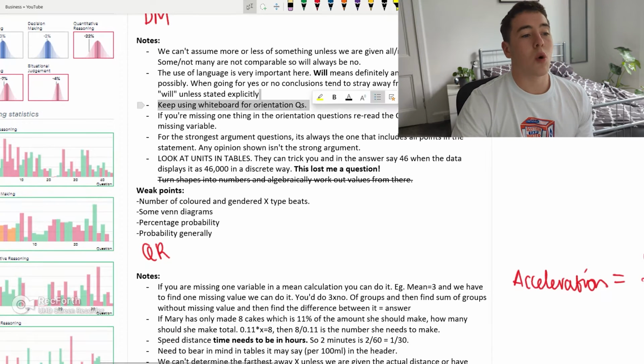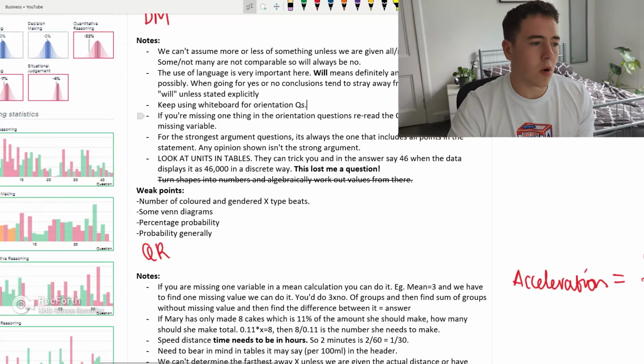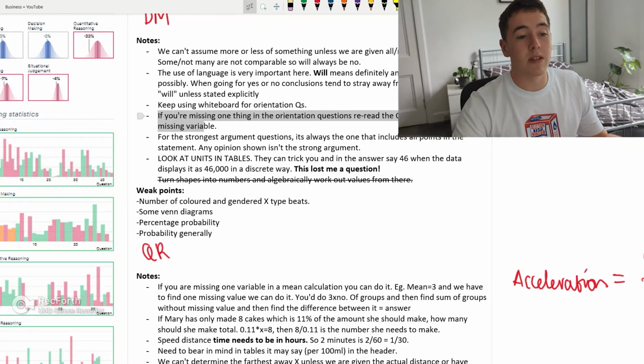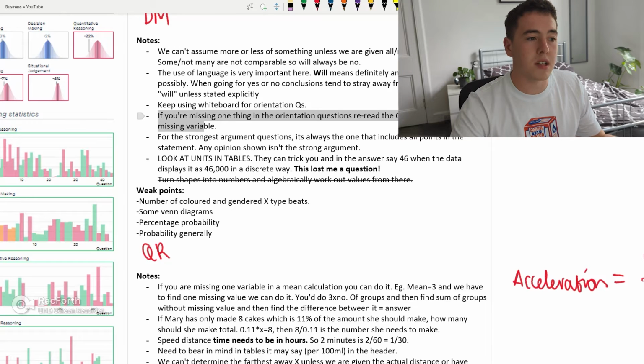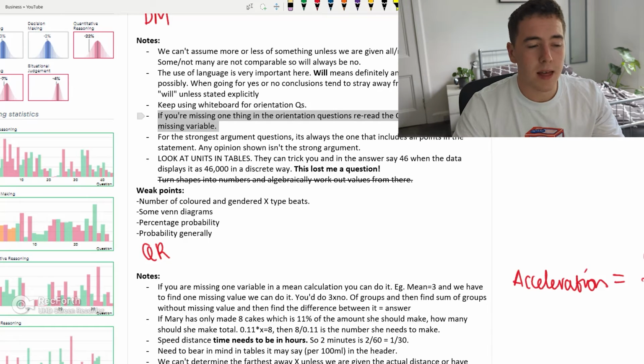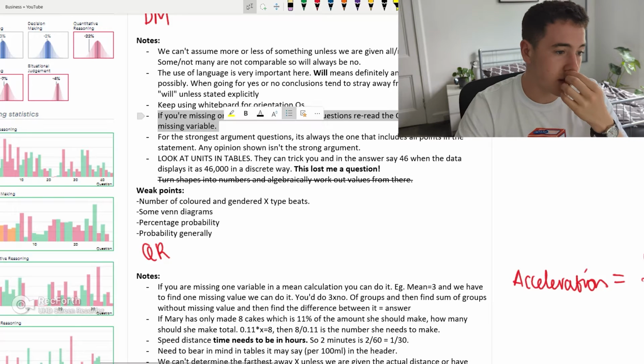Keep using whiteboards for orientation questions, that's quite straightforward. If you're missing one thing in the orientation questions, reread the question until you have only one missing variable. It's almost like an algebra equation in decision making some of the time. You only need to have one missing variable, and then you can find out most of the things.